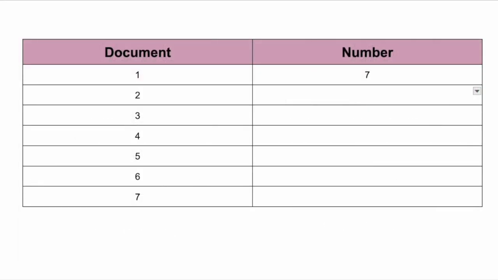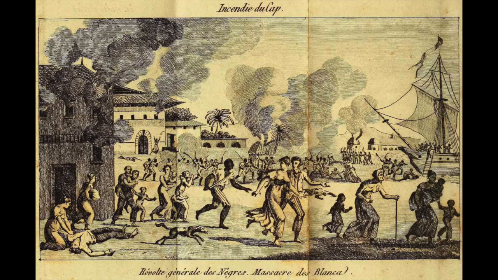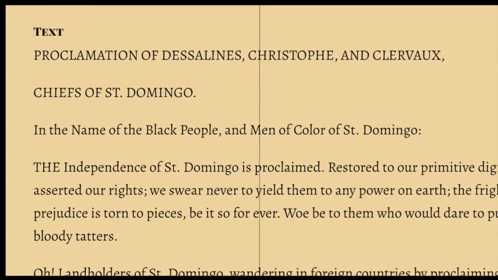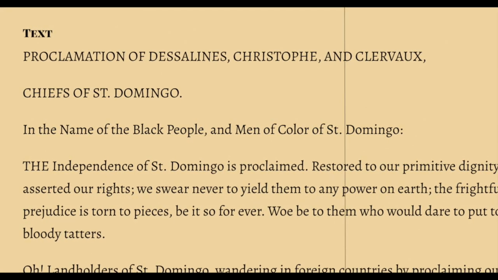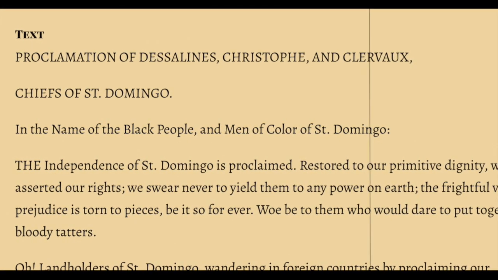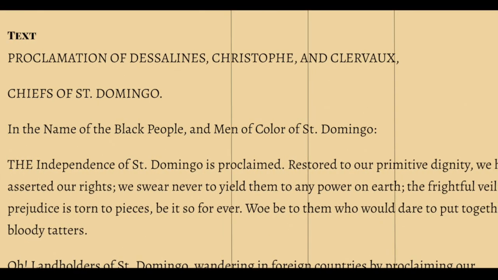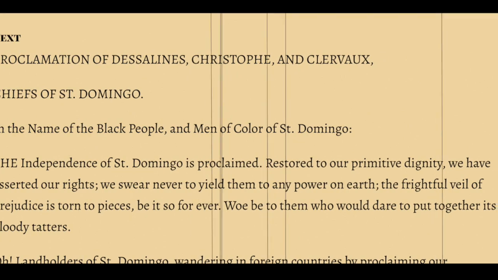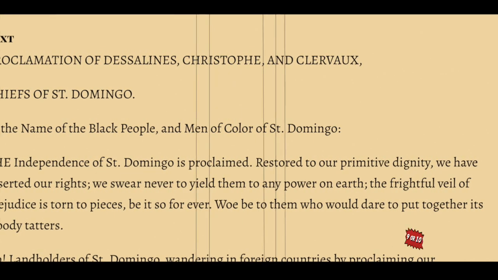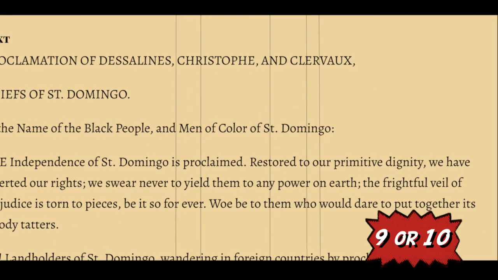As you go through the documents, try attaching a number to each one of them. Let's take a look at this one from the Haitian Revolution. In this document, a proclamation from Saint Domingo, we see that it's in the name of black people, and that they now have dignity, and they are asserting their rights. This seems like a lot of change to me, so let's give it a 9 or a 10.